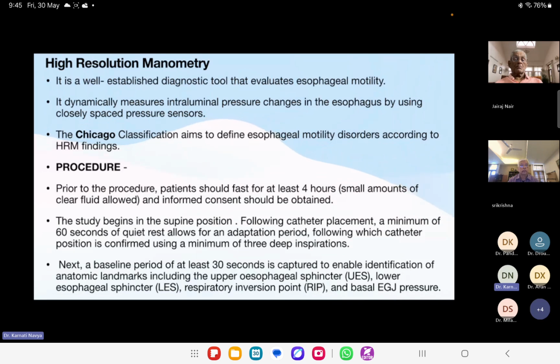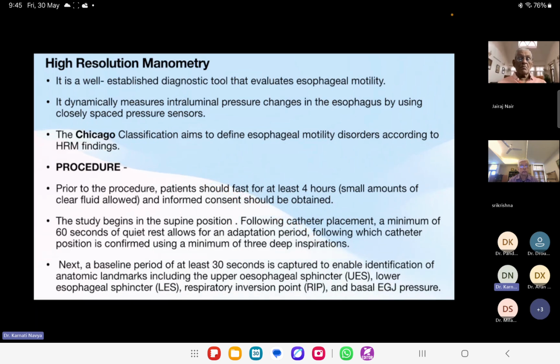High resolution manometry is a well established diagnostic tool that evaluates esophageal motility. It usually measures the dynamic intraluminal pressure changes in the esophagus by using closely spaced sensors. The Chicago classification is mainly based on the high resolution manometry findings, and it aims at defining the esophageal motility disorders.